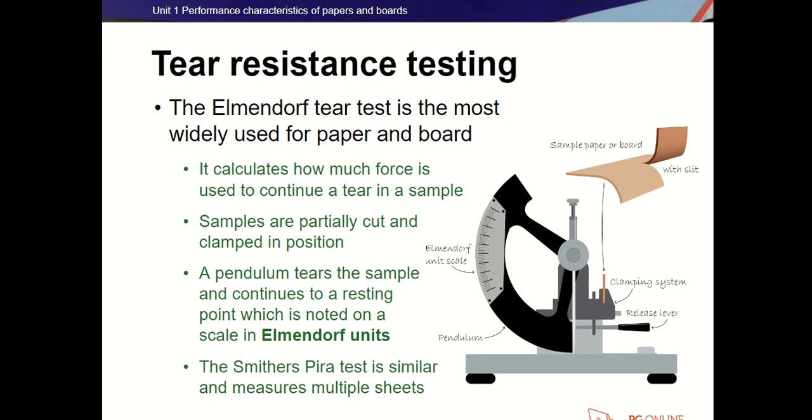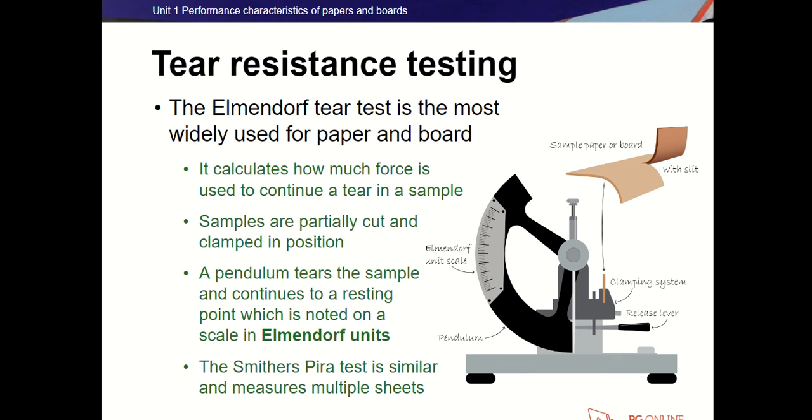You can do hardness, strength, ductility testing, and with papers and boards you can do tear resistance testing. It's the Elmendorf tear test. It's the most widely used for paper and board. Who knew? It calculates how much force is used to continue a tear of a sample, so continuous tearing of a sample. Samples are partially cut and clamped in position, and a pendulum tears the sample and continues to a resting point, which is noted on a scale on the left in Elmendorf units.